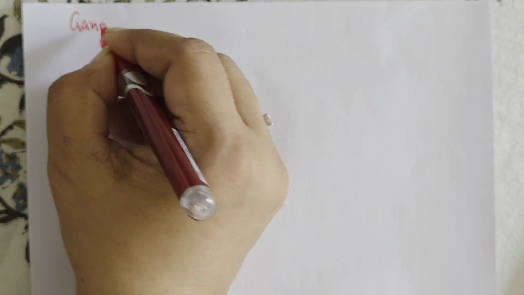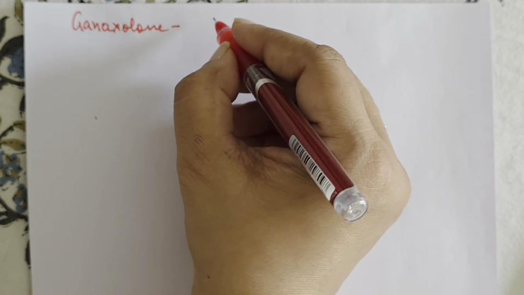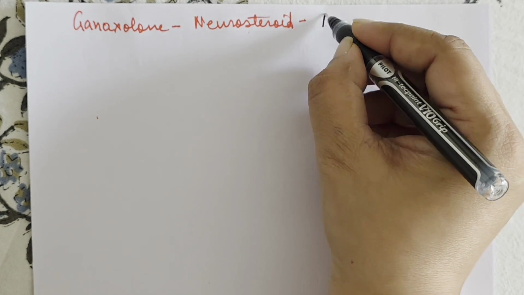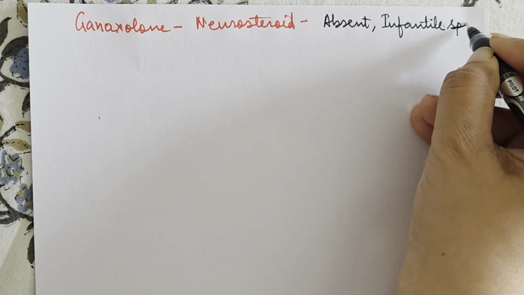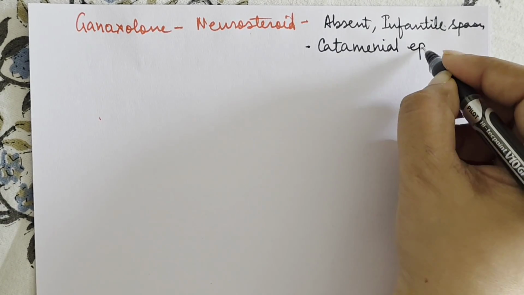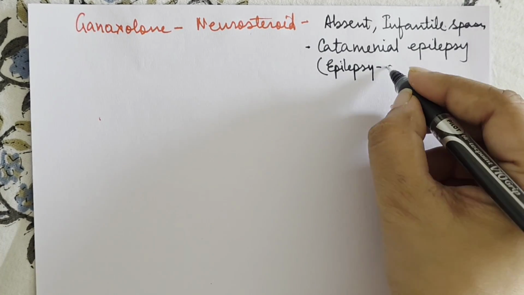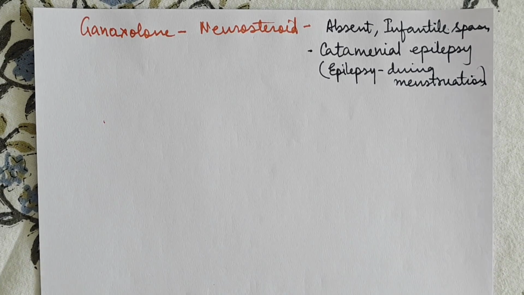Then there are some more drugs of epilepsy. Then there is this drug which is ganaxolone. Now this ganaxolone is basically a neurosteroid. Okay, this is synthesized in the brain, and it is found to be effective in absent seizures, in infantile spasm, and it is also found to be effective in catamenial epilepsy. Catamenial epilepsy is epilepsy which occurs during menstruation. Okay, so that is ganaxolone.